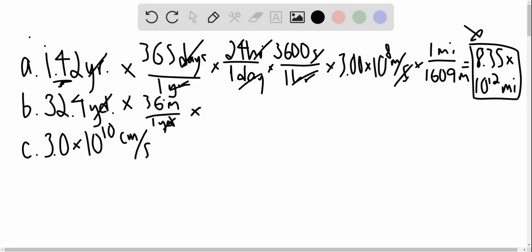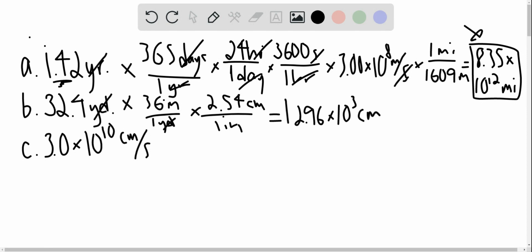And then how many centimeters per inch? 2.54 cm per inch. And you can just plug all of this in. So 32.4 times 36 times 2.54. And you should get 2.96 times 10 to the 3 centimeters. And again, you have 3 sig figs because your initial value was 3 sig figs.